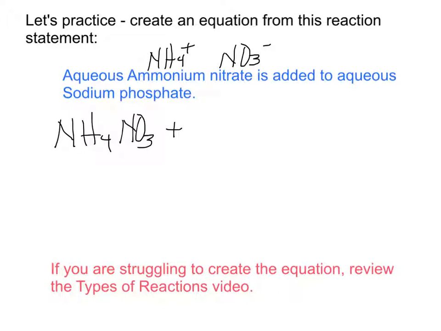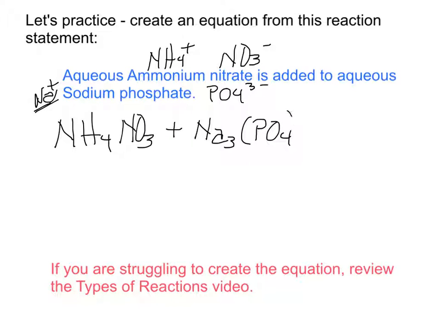Now it says I'm going to put it into a solution, aqueous means solution, of sodium. So sodium has a +1 charge, and phosphate is one of my polyatomic ions and it has a 3- charge. So that means I've got to have 3 sodiums for every 1 phosphate. So we're going to add this to sodium. I need 3 of them. Phosphate. Okay? Reaction arrow.